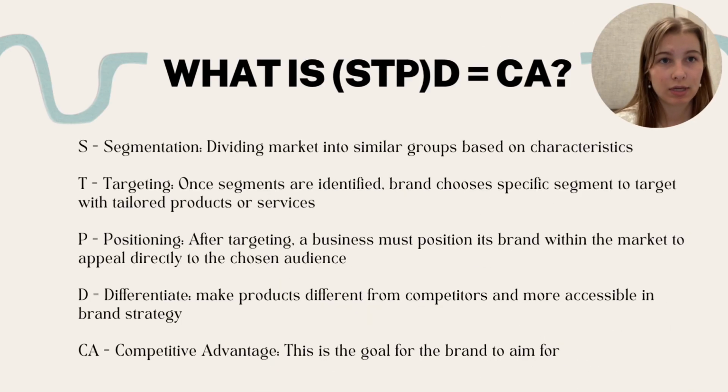So what is an STP strategy? Well, the S stands for segmentation, which is dividing the market into similar groups based on characteristics. Then you have your T, which is your targeting. Once segments are identified, a brand chooses specific segments to target with tailored products or services. You have your P, which is positioning. After targeting, a business must position its brand within the market to appeal directly to the chosen audience.